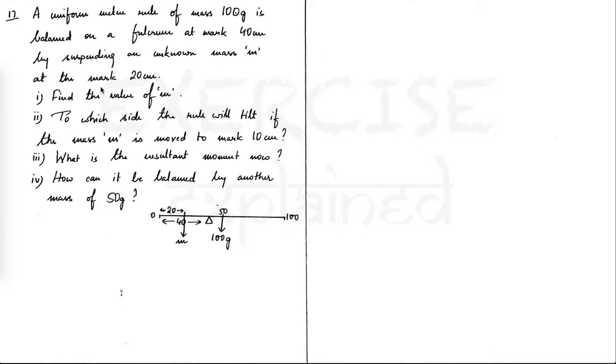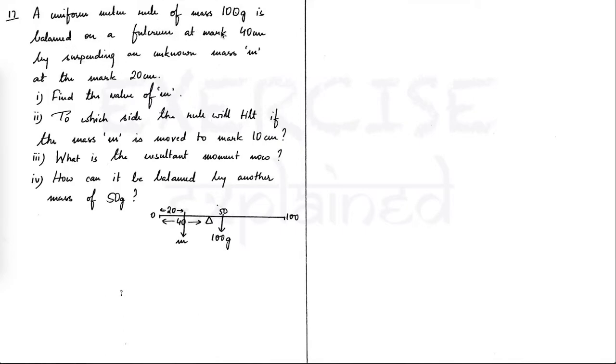So starting with the 17th question, a uniform meter rule of mass 100 grams. By now in all the questions you would have seen that the mass of a meter rule always acts in the center. So I have marked 50 here because 1 meter is 100 centimeters. So at 50 centimeters the mass of the rule is going to act. So that is 100 grams acting at the 50 centimeter mark.